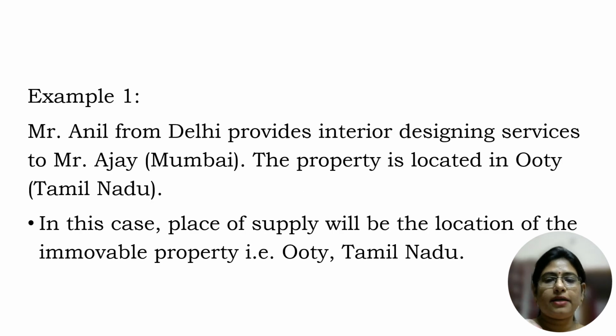Let us understand the provision for immovable property with an example. Mr. Anil from Delhi provides interior designing services to Mr. Ajay from Mumbai. The property is located in Ooty, that is Tamil Nadu. So there are three places involved in this example: Delhi, Mumbai and Ooty. In this case, the place of supply will be the location of the immovable property, that is Ooty, Tamil Nadu, and accordingly GST will be applied.